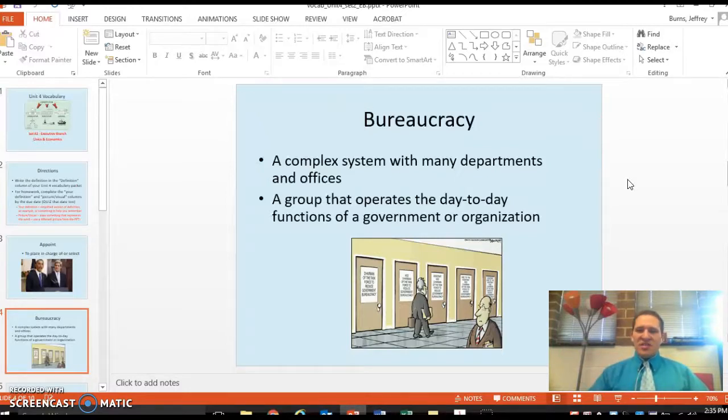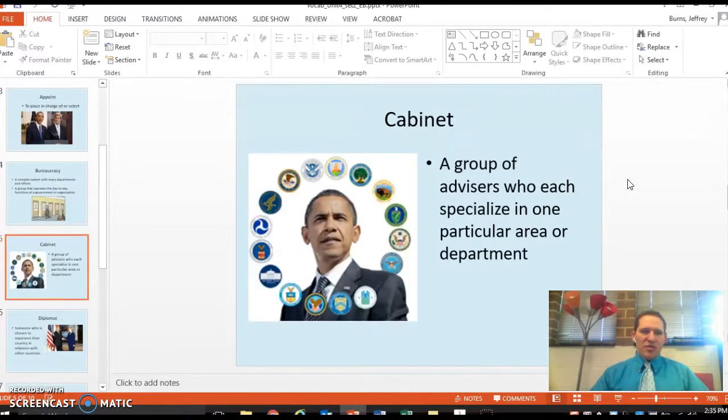However, in civics, we're going to also talk about the bureaucracy as being that group that works in the executive branch. It works for all those departments in the executive branch, and they help operate the day-to-day functions of our government. All right, our third word is the cabinet.